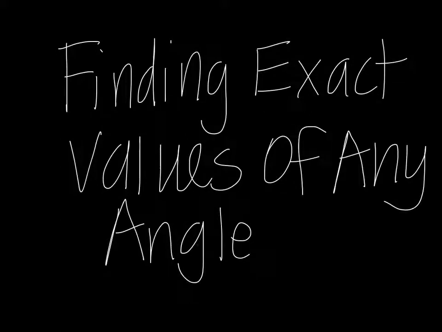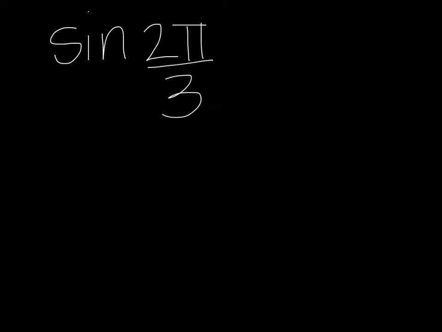We're going to be finding exact values of any angle. Okay, our first one will be sine of 2 pi on 3. We have a number of steps that we will do. Our first step is to locate the angle on the unit circle.